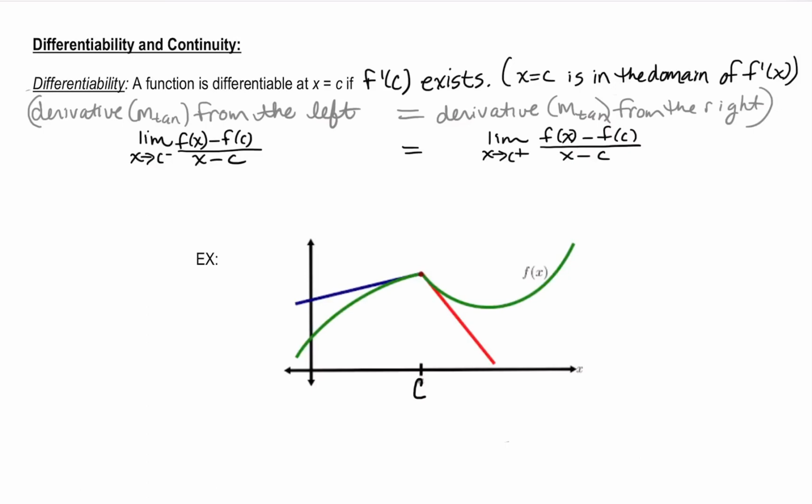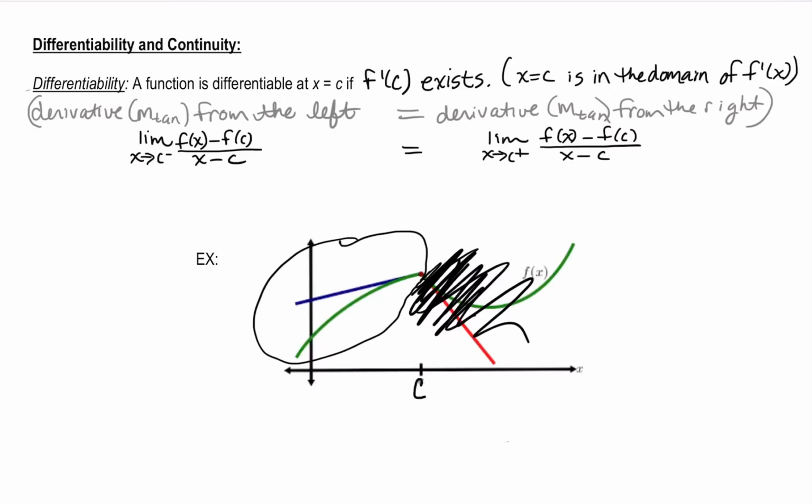If you take a look at this graph, on each of these you're somewhat ignoring the other side temporarily. When you're looking at the derivative from the left, forget about everything on the right-hand side. If I was in person, I'd be putting my hand over the whole right-hand side. Just focus on what's happening on the left-hand side. The slope of the tangent line at x equals c coming from the left is going to be this blue tangent line you have drawn.